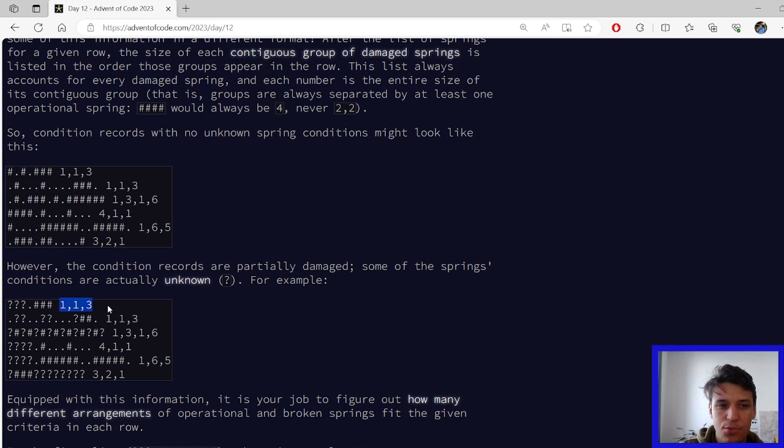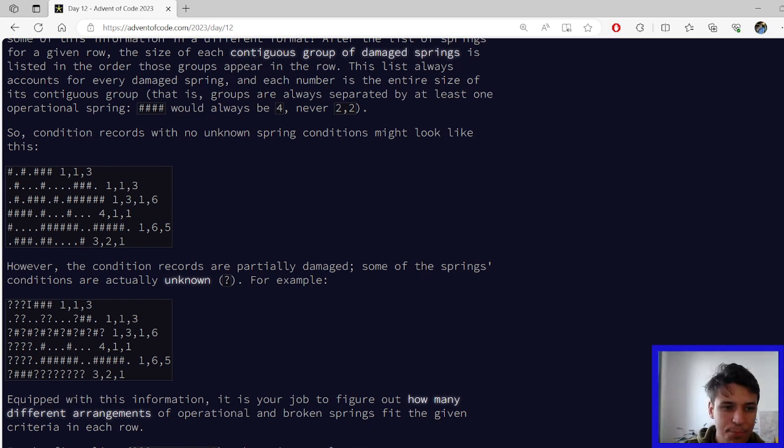This list of numbers tells us that there is one damaged spring followed by one or more operational springs. And then again, we have a damaged spring followed by one or more operational springs. And finally, we have 3 damaged springs, and afterwards there can be some more operational springs.